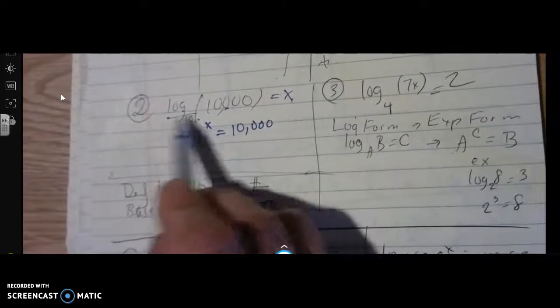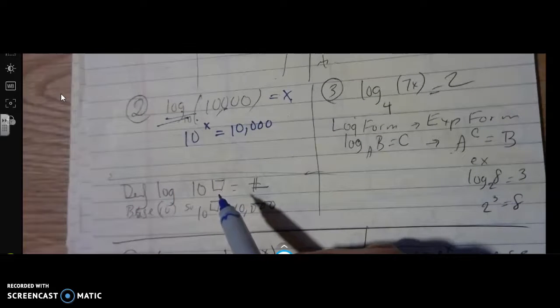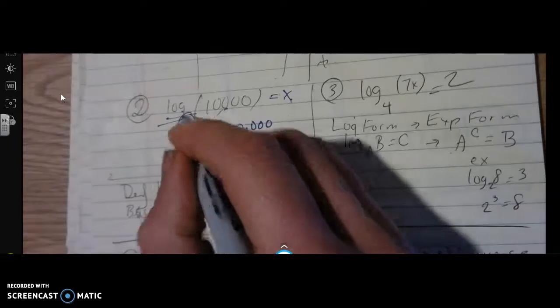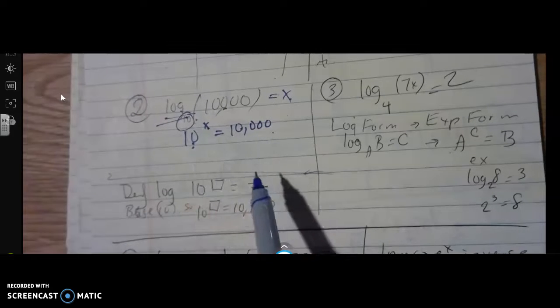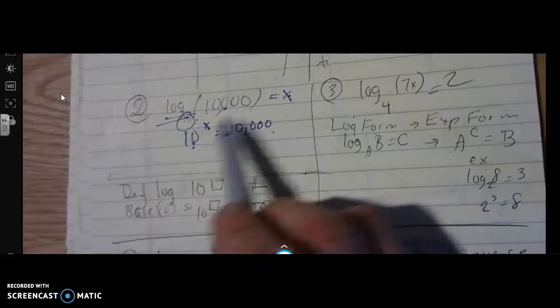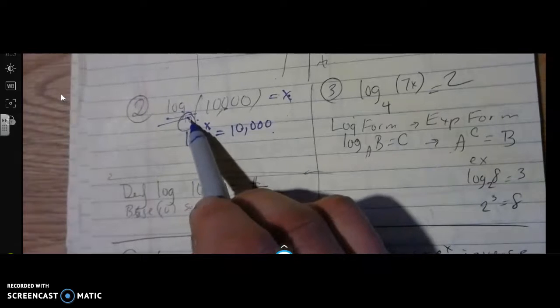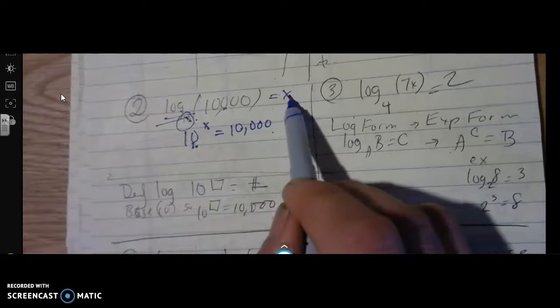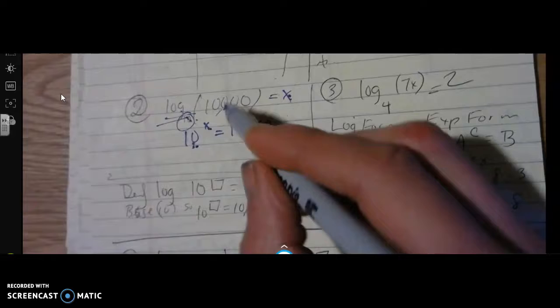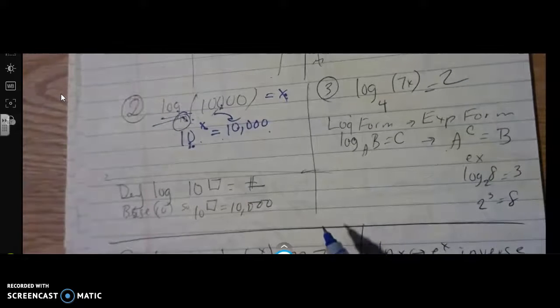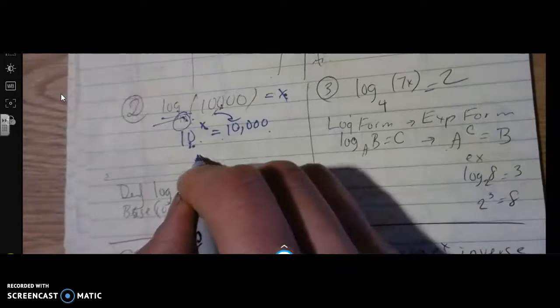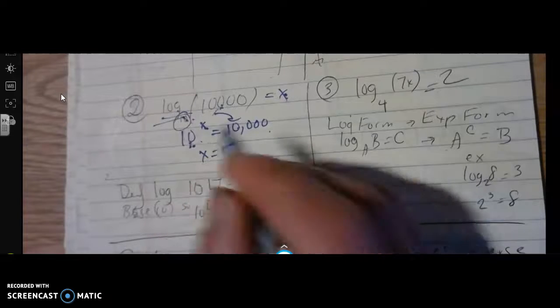Okay, so log is really an exponent. And if we're not told otherwise, we're using base 10. That means 10 is the base, 10 to some power equals something else. So this is the exponent: the base stays the base, the logarithm becomes the exponent, and this 10,000 moves over. So 10 to what power equals 10,000? That's going to be 4. So x equals 4 because 10 to the 4th power equals 10,000.